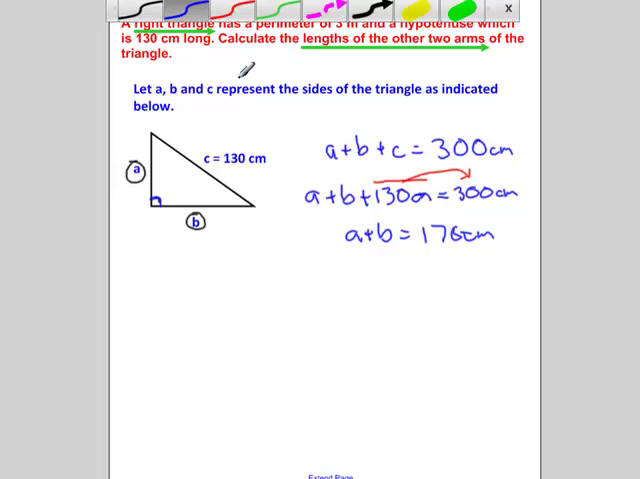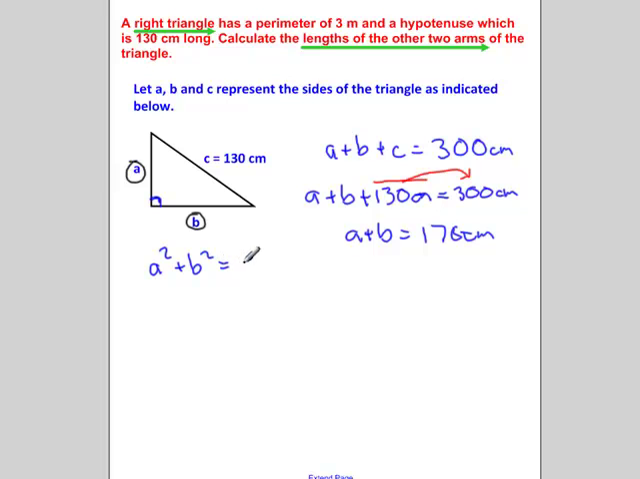Alright. Another way that I can relate these variables, A, B, and C, is using the Pythagorean theorem. Whenever you see a right triangle question, chances are the Pythagorean theorem is going to be useful. So I'll write the relationship. A squared plus B squared is equal to C squared. And I'll fill in some of the information that I know. A squared plus B squared is equal to 130 squared. I'm going to simplify this a bit as well. A squared plus B squared is equal to 16,900.